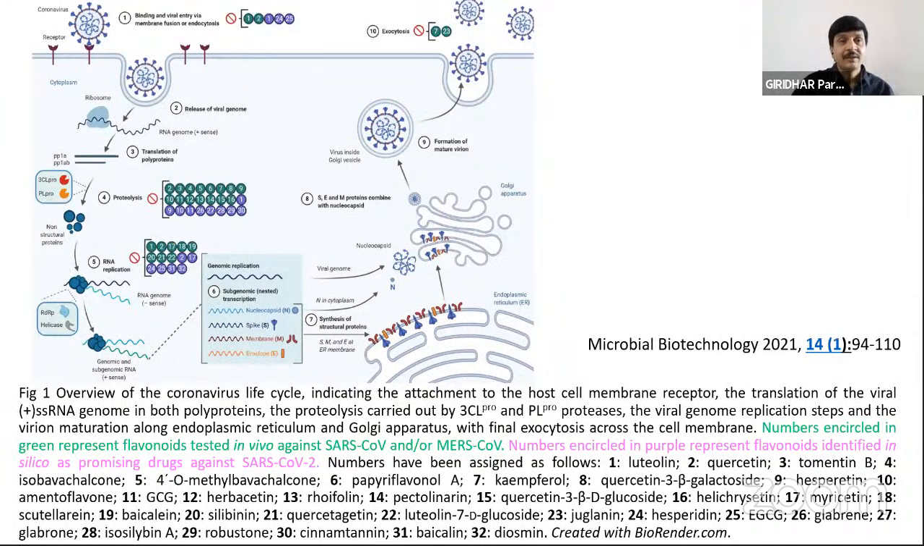the 3CLpro and the PLpro are the most important proteins available here. Because of the glycosylated nature of this virus particle, it comes and binds here and proteolysis happens, then because of the S2, fusion will be there. So this is a simple mechanism, but we need to understand.